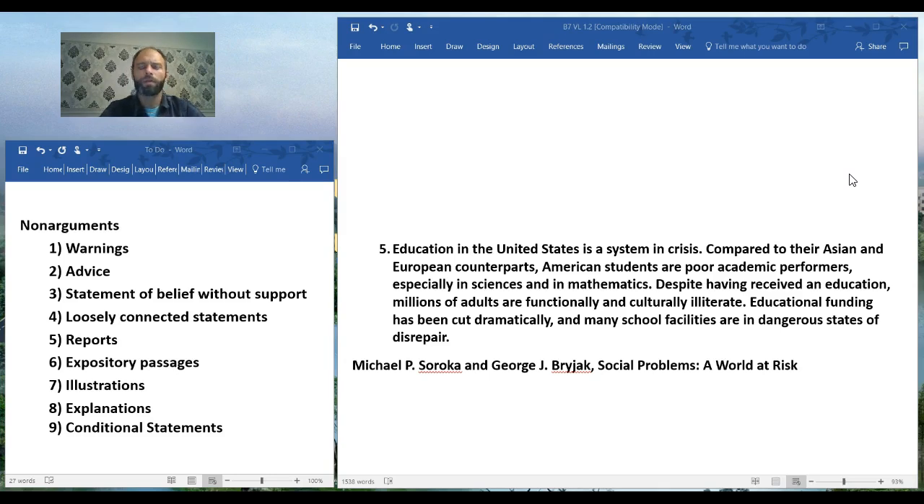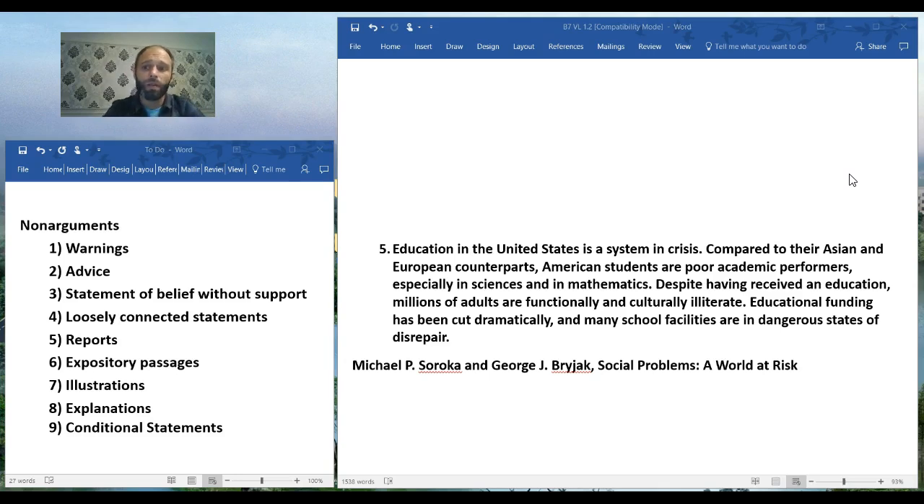All right, so we're trying to figure out if this is an argument or non-argument. Now, this passage is about education in the United States, right? That's the main topic of this passage. So if there's going to be a conclusion here, then the first sentence would be the conclusion, because that's what tells us, look, education in the United States, it's having problems. It's a system in crisis. Now, does the rest of the passage give us reason to believe that?